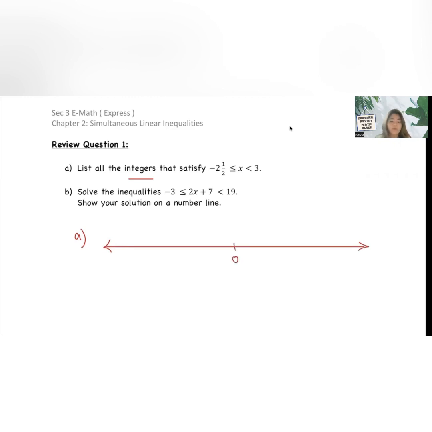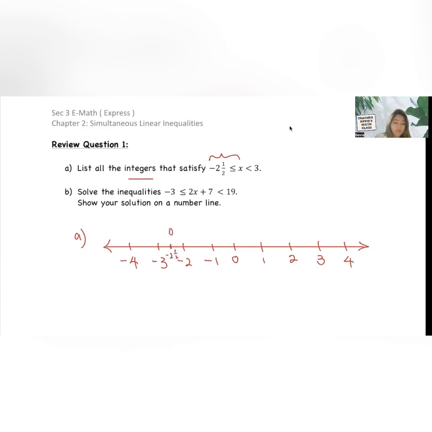Towards my right-hand side are numbers that are bigger, so I have 1, 2, 3, and 4. And on my left-hand side will be numbers that are smaller, which are -1, -2, -3, -4. We'll draw the first part first, which is x is greater or equals to -2.5. -2.5 is somewhere between -2 and -3, which is somewhere around here.